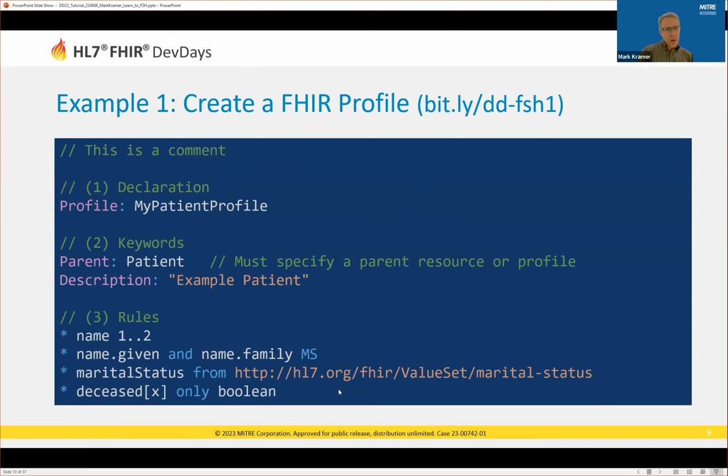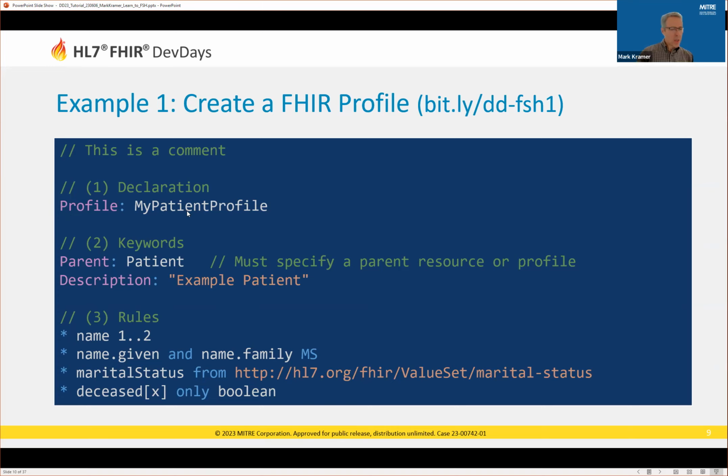So first example, a very simple one, to create a profile on Patient. And you'll notice a couple of things here. First of all, comments are in green. They start with a double slash. It has three parts, which I've broken out. A declaration, which says I'm making a profile, a set of keywords, and then a set of rules. The rules are different because they begin with asterisks. So you can always tell the rules apart from the declaration and the keywords.